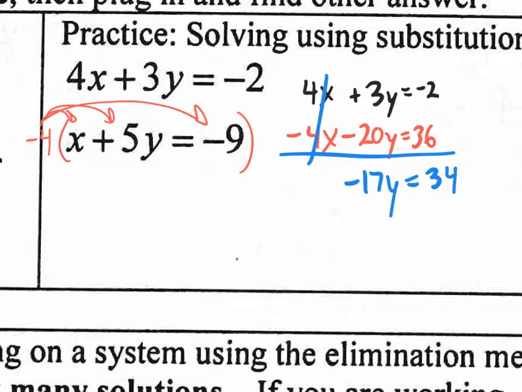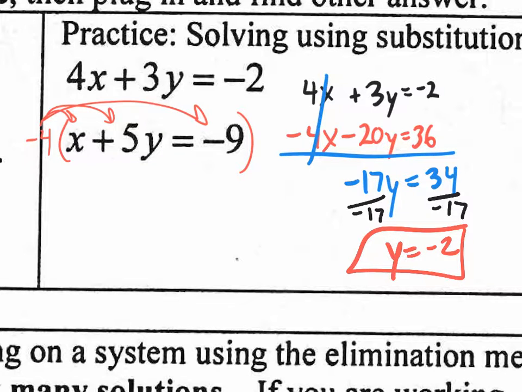So again, you want to modify one equation, or maybe both equations, to get a variable to cancel. And then you could solve for that simple one-step equation. If I divide both of these by -17, I'll get my answer, y equals what? -2. There's one answer. I still need the other. What do I do to find the other?